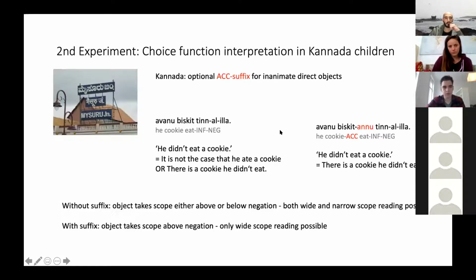Okay, now to the second experiment. Here, Kannada comes in handy again. Why? Well, Kannada is a very agglutinative language, so grammatical and syntactical features are expressed by adding suffixes to words. Kannada does not necessarily require adding a suffix to mark an accusative case, but it is optional for inanimate nouns. So here, for example, we have 2 sentences, one containing the accusative suffix and the other not containing it. Okay, so here's the one without and here's the one with.